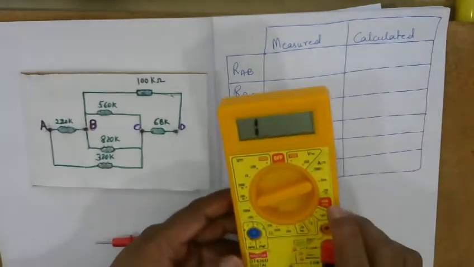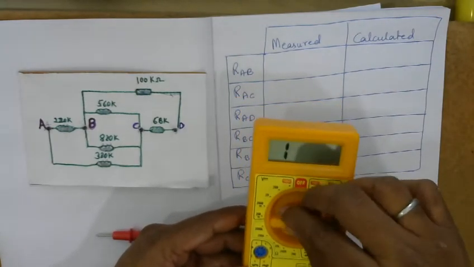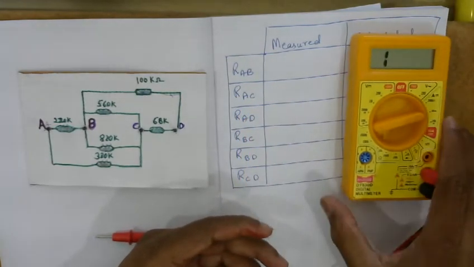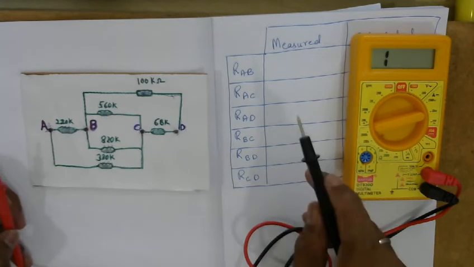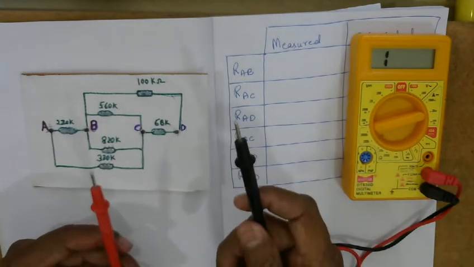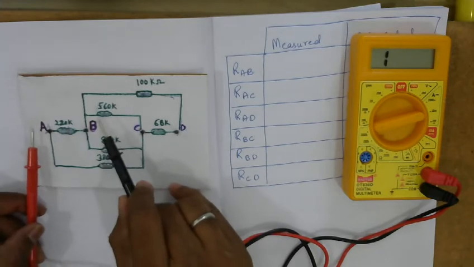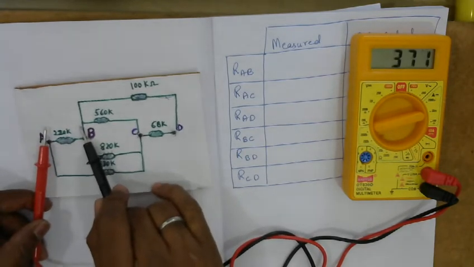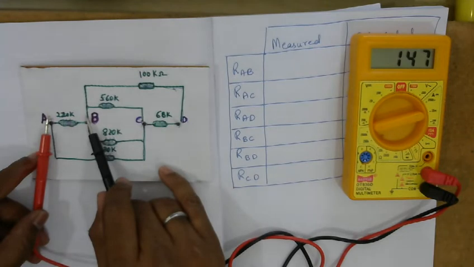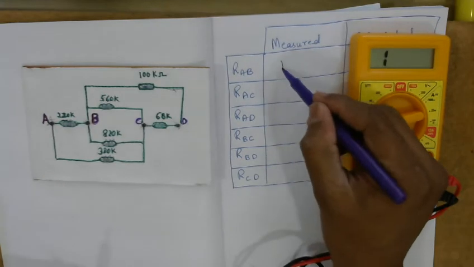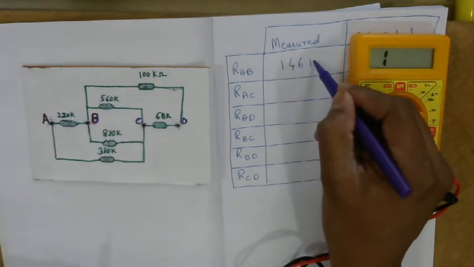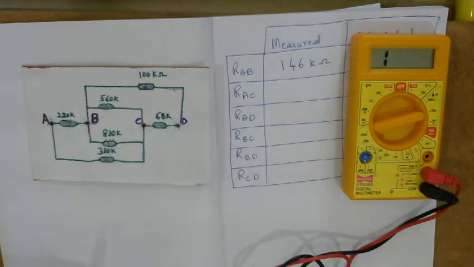So I have a simple ohm meter, and I have kept it on the 200 kilo ohms range. And then it's a simple measurement. In order to measure RAB, the red one is the positive terminal and the black is the negative terminal. I just have to put it between A and B. So I just connect it like this, and we can see the value there. On the screen you can see 146 kilo ohms. Because these are all in kilo, it is in kilo ohms resistance. So let me write it down here: 146 kilo ohms.